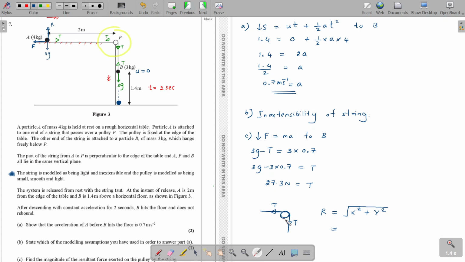Now, do you realize that none of these tensions make any impact on each other because they are perpendicular? So do we need to resolve or do any extra work here? No. So the sum of forces for the pulley in the x direction is T, so T squared. Are you with me? T squared plus the sum of forces in the y direction, which is also T, so T squared.